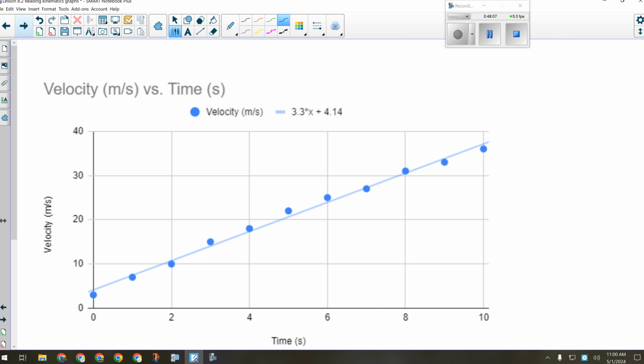Is this object accelerating? At what rate? 3.3 meters per second squared forward. I want you to calculate the total displacement here, but we're going to do it together because this is a little bit different. What shape do I have here?